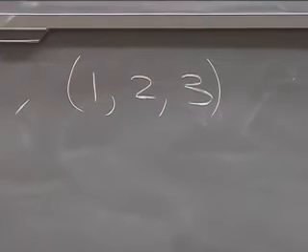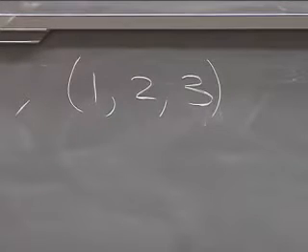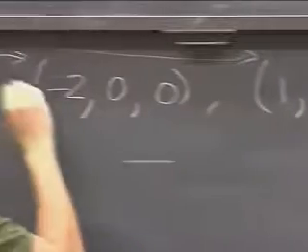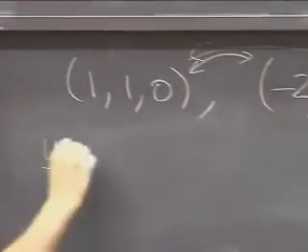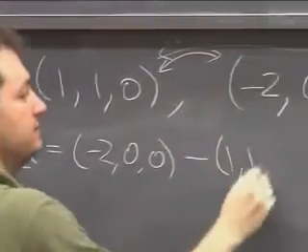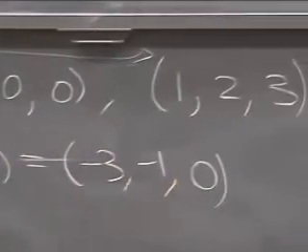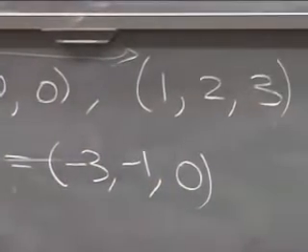Okay, so what's your idea? You would find the two vectors based on those 3 points. So let's find two vectors that sit inside. Let's take this pair and this pair. So vector u is going to be minus 2, 0, 0, minus 1, 1, 0, which works out to be minus 3, minus 1, 0. So that's a vector that sort of lies along the plane.